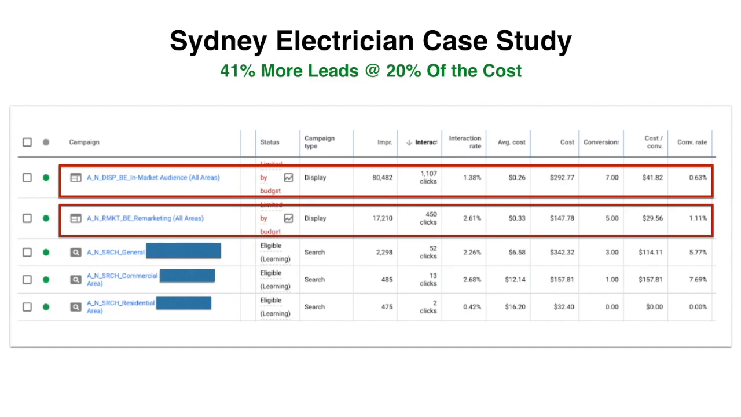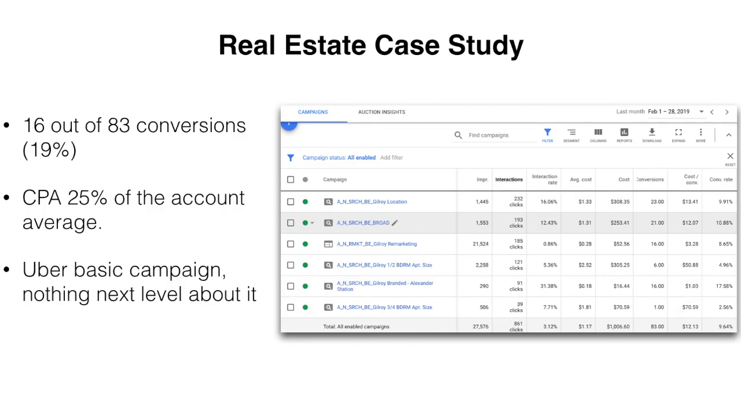Okay, so here's a couple of case studies looking at that Sydney electrician. Previously, they were paying over $100 a lead, getting it down to $29 a lead just for the retargeting ads only. So they're still getting all the other conversions, all the other leads, and then they're getting that additional set of leads coming through. A real estate case study, real estate agent, 16 out of 83 of their conversions is because their retargeting was set up. Okay, so the actual cost per action of their entire account, 25% of that actually dropped because they had that retargeting set up. And they're simple campaigns.